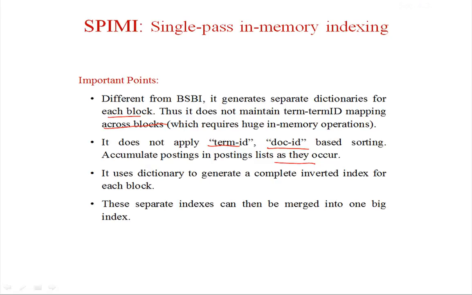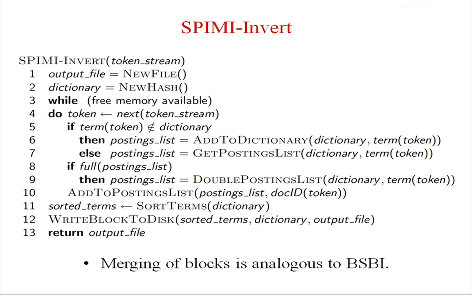Now the entire algorithm is clear. It uses the dictionary to generate the complete inverted index for each block, and these separate indexes can be merged into one big index. It is all clear. And now this is the pseudocode.